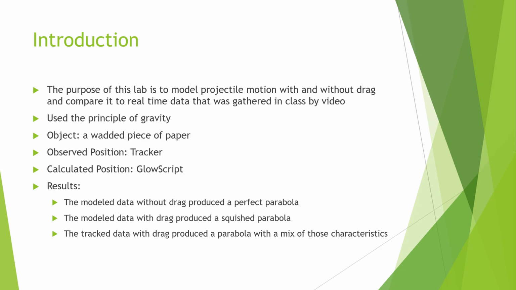The results were that the model data with drag produced a squished parabola. Without drag, it produced a perfect parabola, and the tracker data was a parabola in the middle of those, so it had a mix of the characteristics. Not too parabolic, but not too squished.